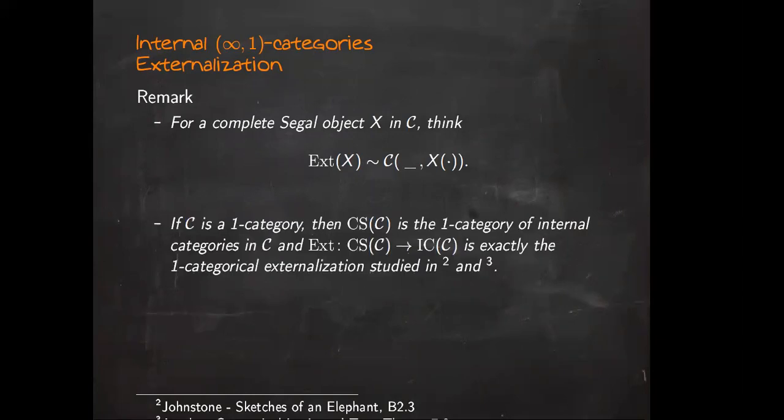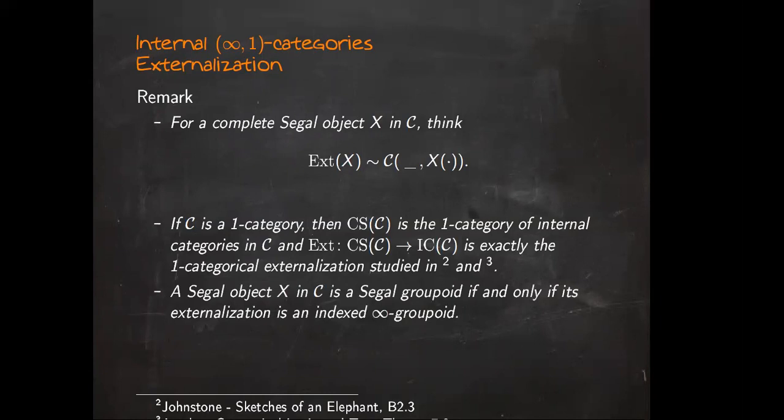And indeed, if we start with a one category, then the complete Segal objects in C are just the usual ordinary internal categories in C, and the externalization as we defined it is just the one categorical externalization as studied in ordinary category theory. Oh yeah, the second reference is Jacobs' book on categorical logic and type theory. I'm sorry, I did not see that this is cut off.